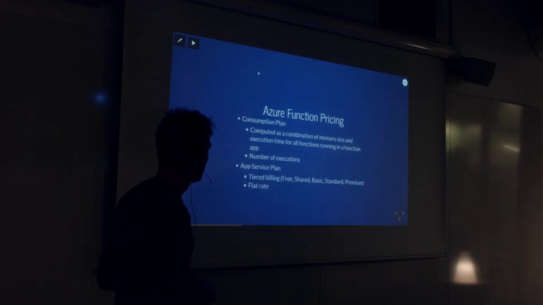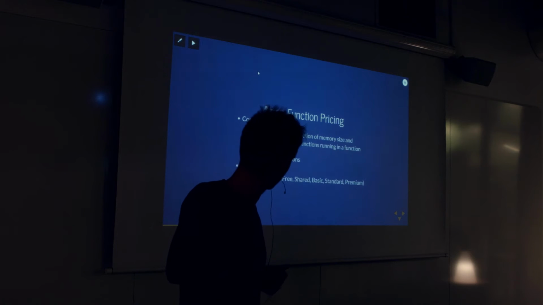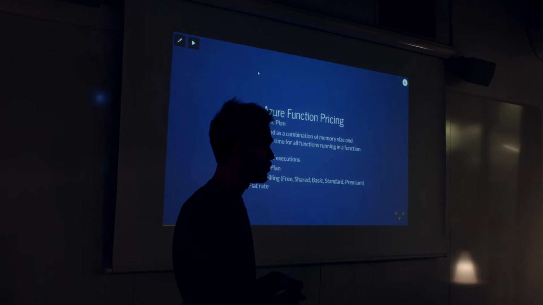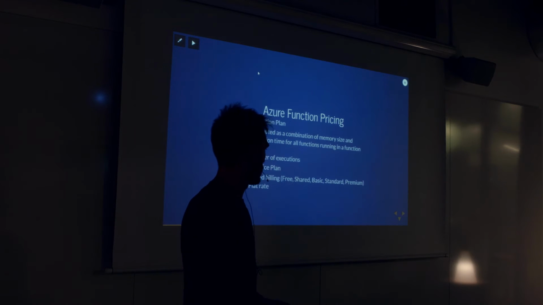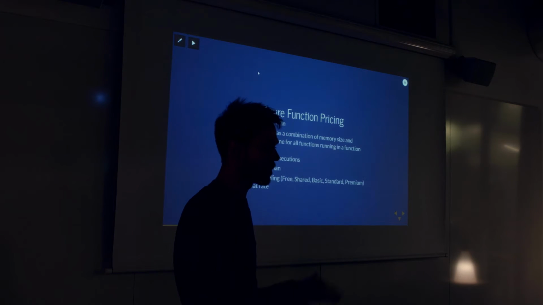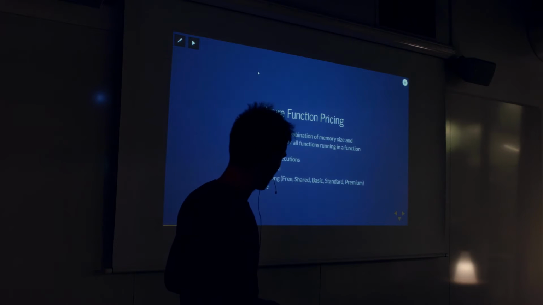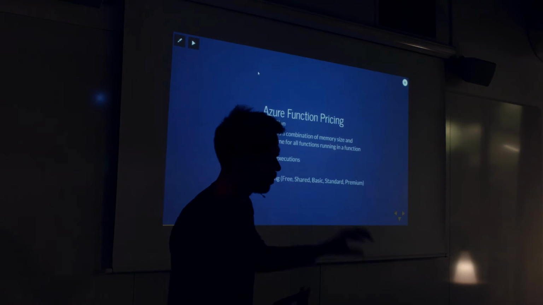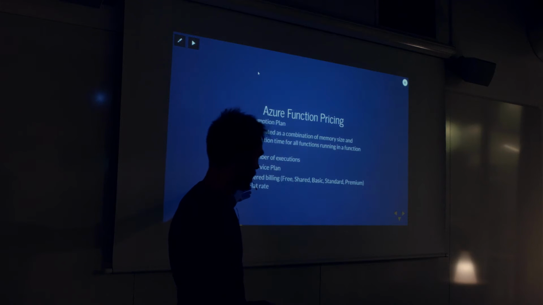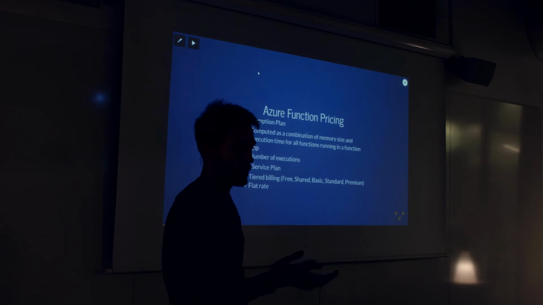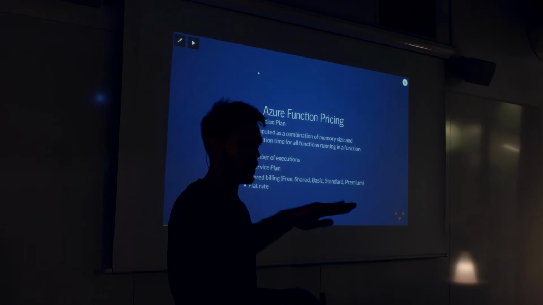So the pricing. There's the consumption plan where you pay for as much as you use. And there's the app service plan where you say, I want a machine this size, and then you pay for the size of that machine, regardless of whether your function is called once a month or a million times a month. The consumption plan is good if you're not getting called a lot. It might not be good if you're very active. It might be better for you to be on the app service plan, but that's only if your load is somewhat steady and you can predict it.